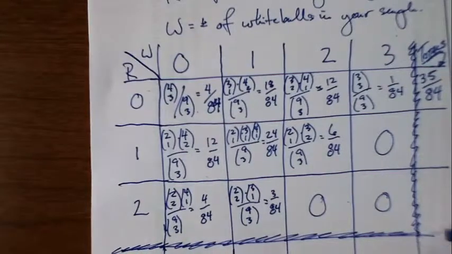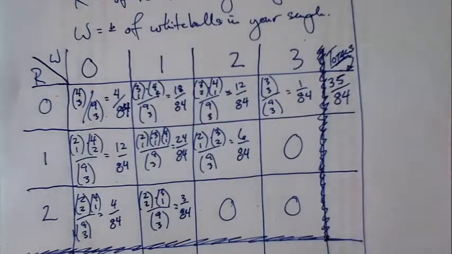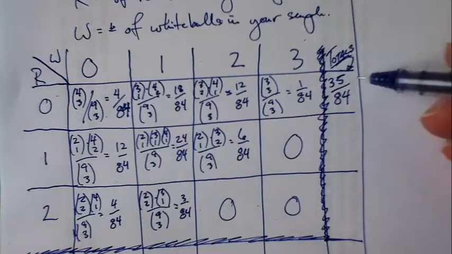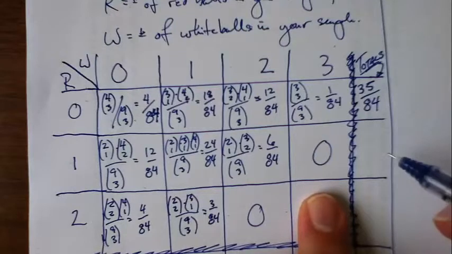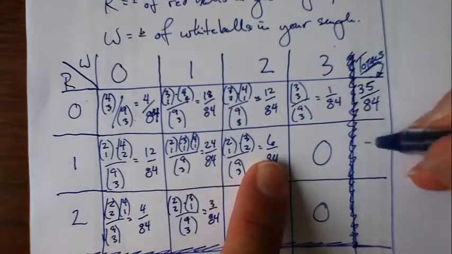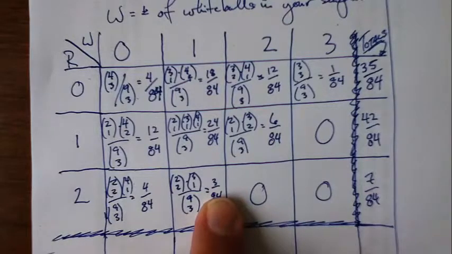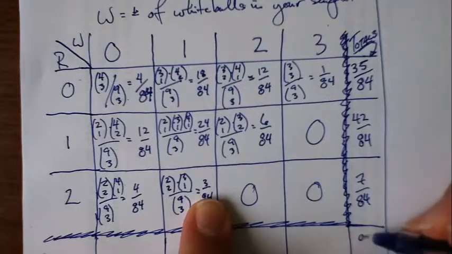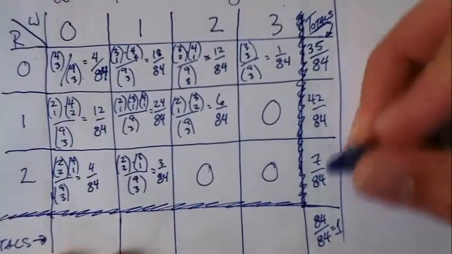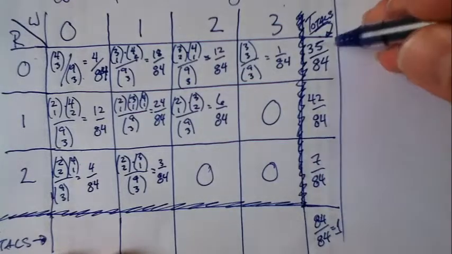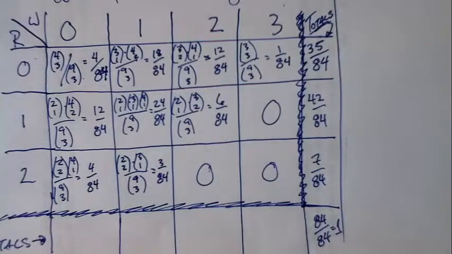Now out along the sides here, we've got something that we need to talk about. I'm going to put a bold line out there because this is something a little bit different. Over here, I'm going to put the row totals. 4 plus 18 plus 12 plus 1 is 35 out of 84. Over here, 12 plus 24 is 36, plus 6 is 42 out of 84. And then 4 plus 3 is 7 out of 84. And 42 and 35 is 77, plus 7 is 84 out of 84, which is 1. These numbers occur in the margin of the table. These are marginal probabilities. That's why they call them that, I bet.